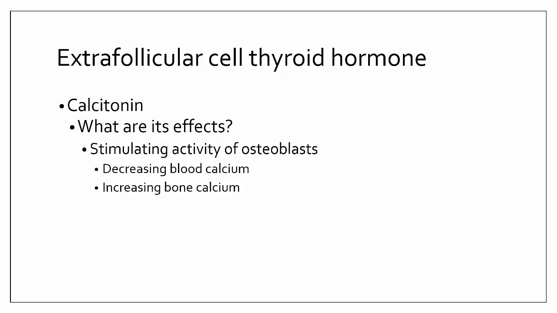It stimulates the activity of osteoblasts. Osteoblasts take calcium out of your blood. If there's too much calcium in your blood, it takes calcium out of your blood and puts it in bone by the process of deposition, depositing calcium in bone. So, calcitonin is released in response to high levels of blood calcium. If you have high levels of blood calcium, the thyroid senses it, the extrafollicular cells release calcitonin. Calcitonin stimulates the osteoblasts, and they put some of that calcium into bone.